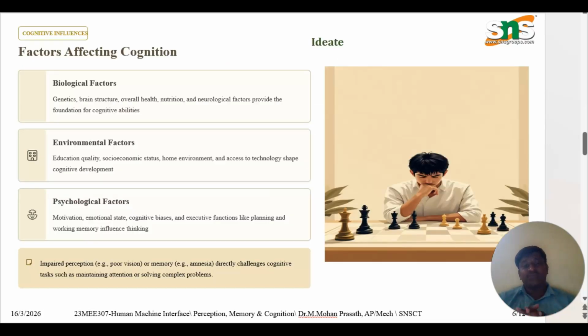Next, what are the factors which affect cognition? First one, biological factors, which involve genetics, brain structure, overall health, and nutrition. Next, environmental factors, which include education quality, home environment, and access to technology. And the next is psychological factors, which involve motivation, emotional state, cognitive basics, and executive functions like planning and working, based on the user experience.